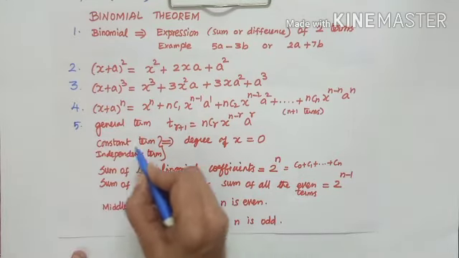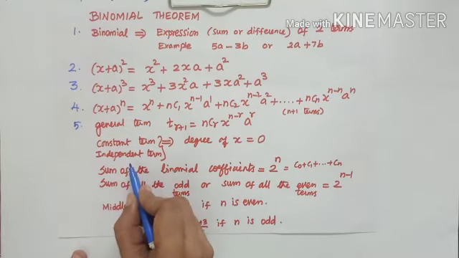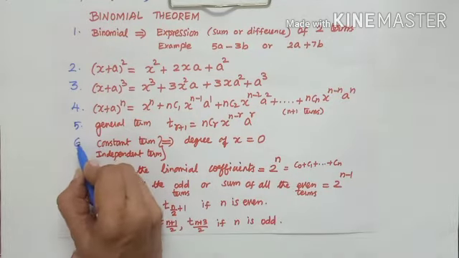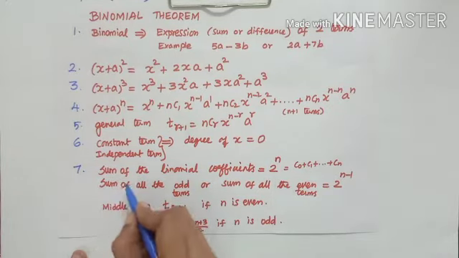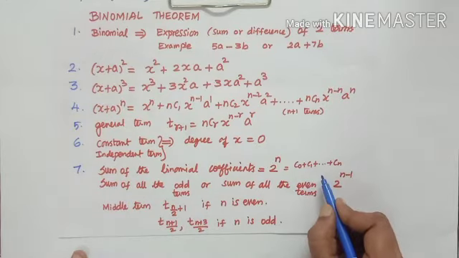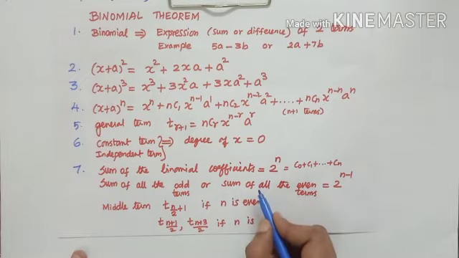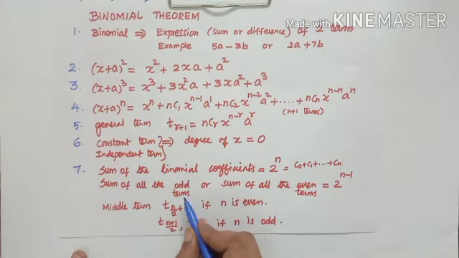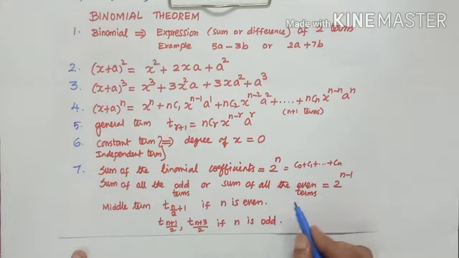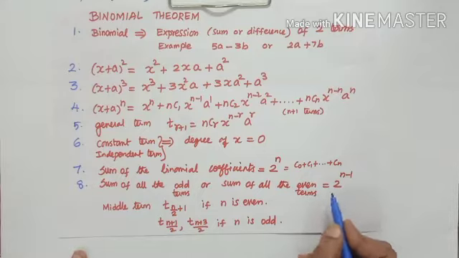General term formula we will use in almost all the exercise problems. Constant term or independent term, degree of x is 0. Sum of all the binomial coefficients is 2 power n. It can also be written as C0 plus C1 and so on up to Cn. If I take the sum of all odd terms alone or even terms alone, I understand the odd terms total and even terms total are equal, which is 2 power n minus 1. This is again an often repeated 1 mark question.